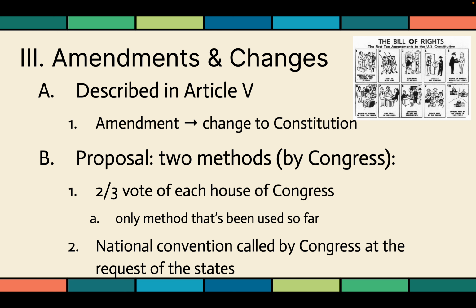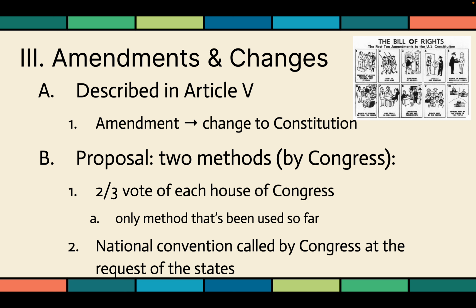So in order for there to be an amendment, there's a two-step process. Number one, the amendment must be proposed. It must be described and written out, etc. And then it must be ratified. And there are two methods for each step. So for the proposal step, there are two methods, even though only one has ever been used, and that is that each House of Congress is going to vote.